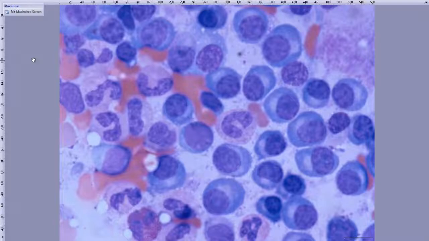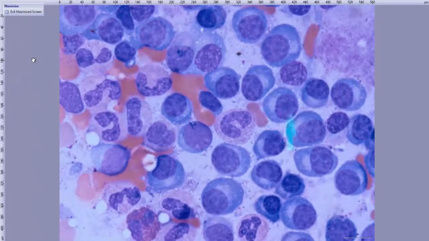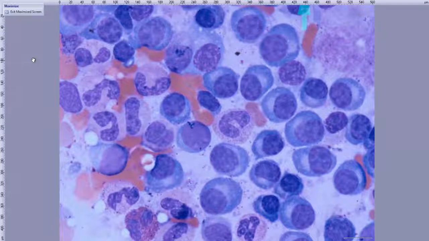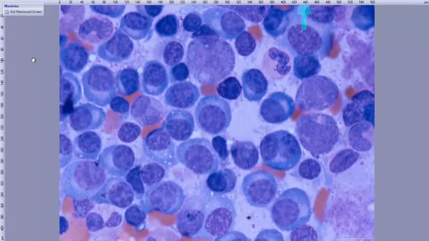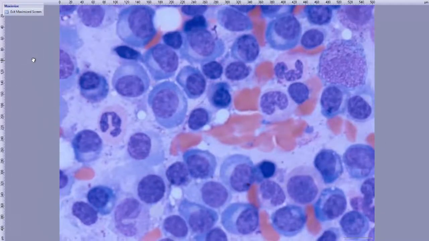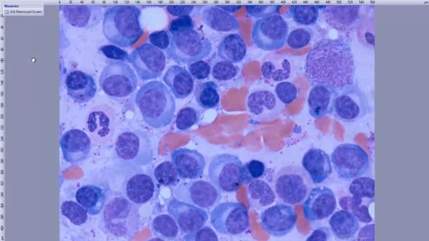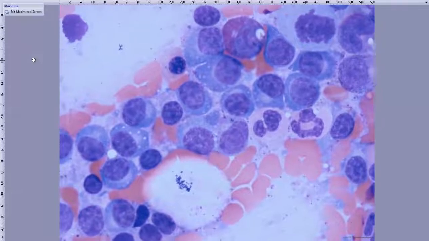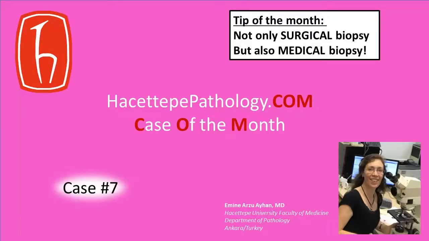Here they are. You can see that some of them have prominent nucleoli, and they're atypical, sheets of atypical plasma cells infiltrating the bone marrow. Immunohistochemistry revealed that these plasma cells were also positive with kappa and negative with lambda, and thereafter the patient was diagnosed with multiple myeloma.